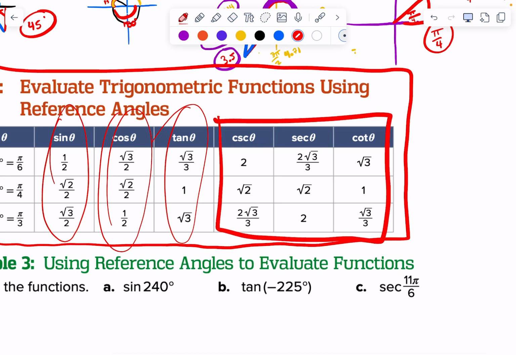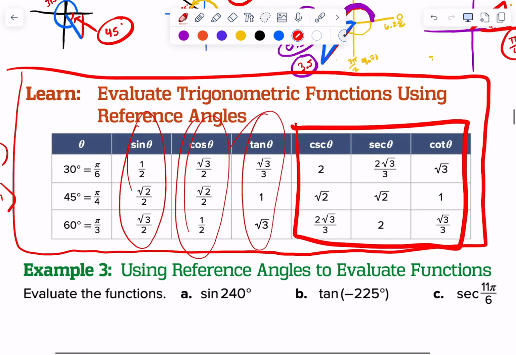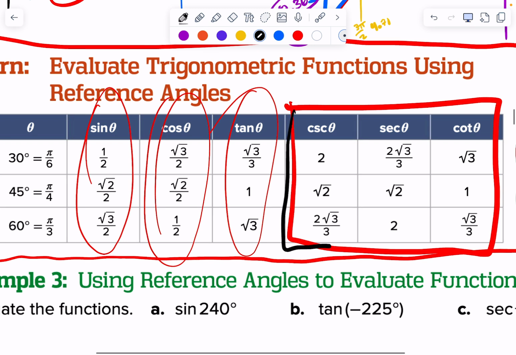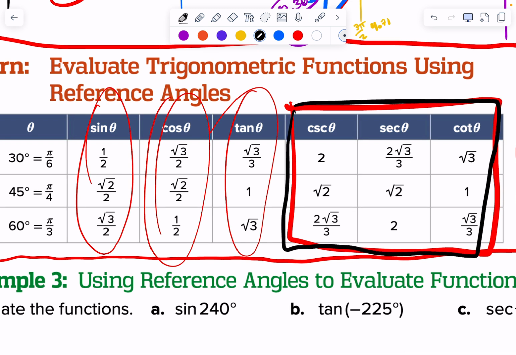How do you get them? How do you get cosecant, secant, cotangent? How do you get those three if you don't have them on your unit circle? I have this box, right? And all this stuff is on my unit circle, except it doesn't explicitly say cosecant, secant, cotangent. How do I get those guys if I have these guys on my unit circle?